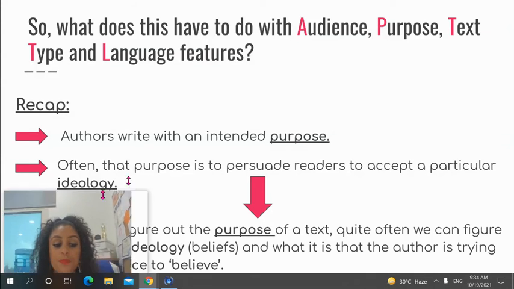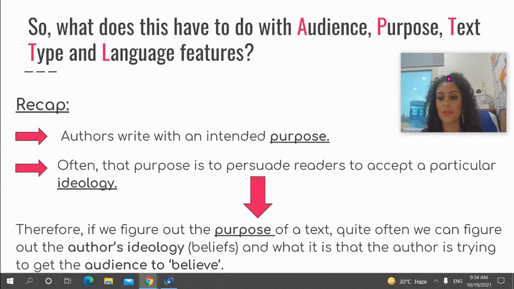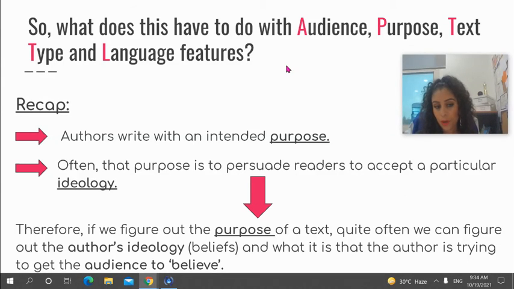Okay? So let me just move myself off the screen because I'm not important, but what I have to say is, therefore, guys, if we figure out what the purpose of the text is, quite often it means that we can figure out what the author's ideology is, what their beliefs are, and what the author's trying to get us to believe. Their point will generally possibly be something that they believe and they're trying to persuade us to believe, especially in tabloid texts, which is what we're looking at for this term. So if we figure out the purpose of a text, quite often we can understand what the author was trying to get us to believe or sway us to accept.